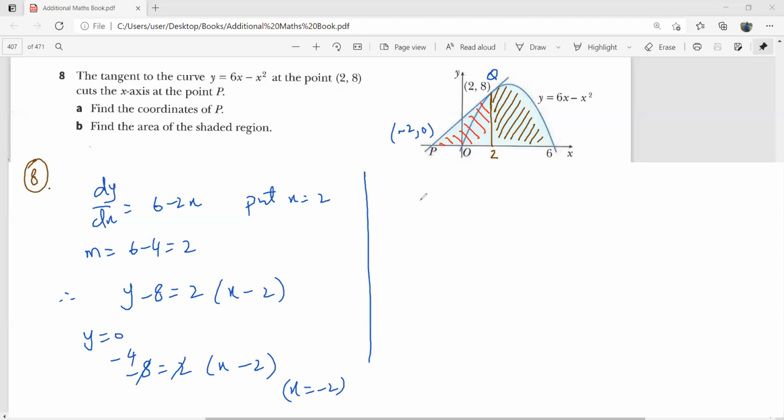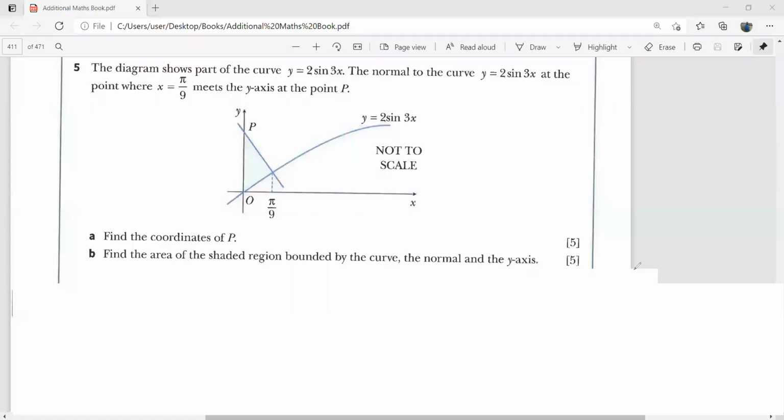So this area would be, this length is going to be 4. And we know that this length over here is 8. Okay. So area of the triangle, that is half into 4 into 8, plus limit from 2 to 6, 6x minus x square dx. That is how you will be getting this shaded area here. Okay, a past paper question.